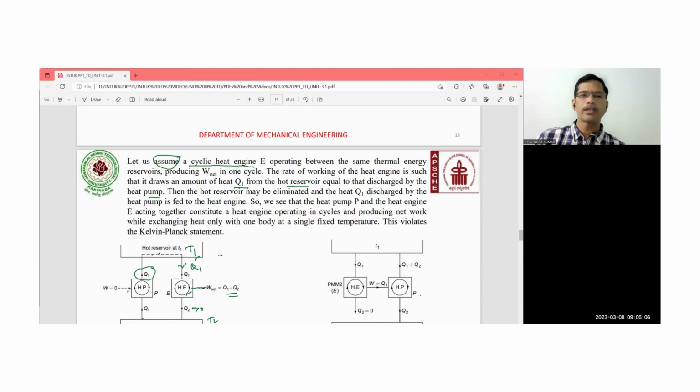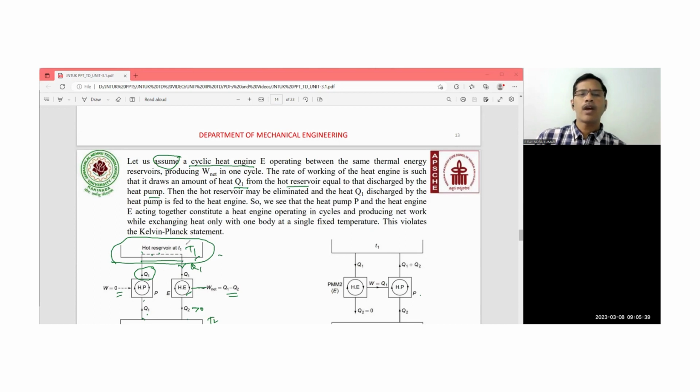Let us assume that a heat pump is operating between the source and the sink, transferring heat from the low temperature body to the high temperature body with zero work input. Whatever heat is rejected by this heat pump is taken by the heat engine, so what is the necessity of this hot reservoir? Now I am going to eliminate it and make a direct connection like this.